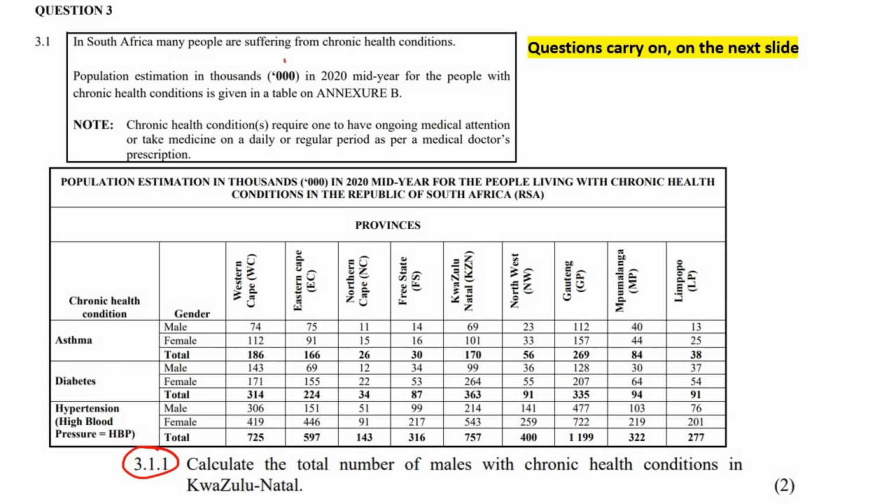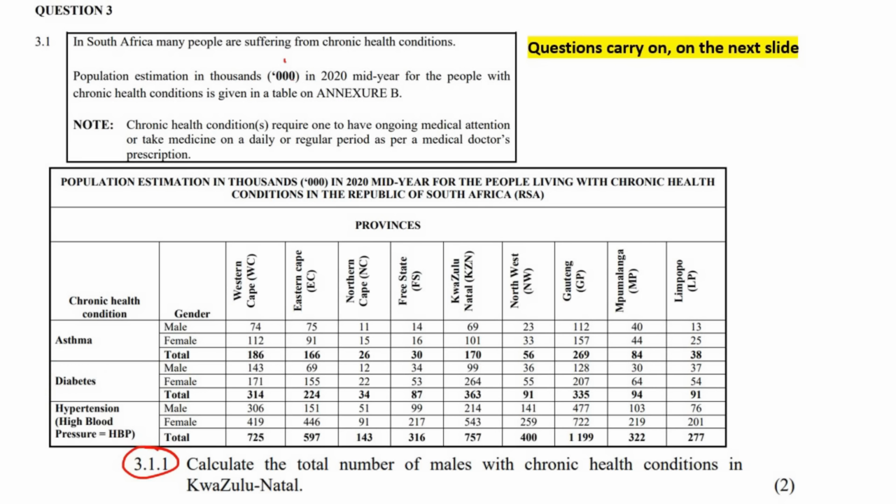We've got, for example, asthma. So the people who are suffering from asthma in the Western Cape, there's 186. But remember, that's 186,000 because this is in thousands. Okay. And then they break that up into how many of them are male and how many of them are female. Okay, so that's what this table is doing. So it's a big table, and then they've also got diabetes, and then they've also got hypertension.